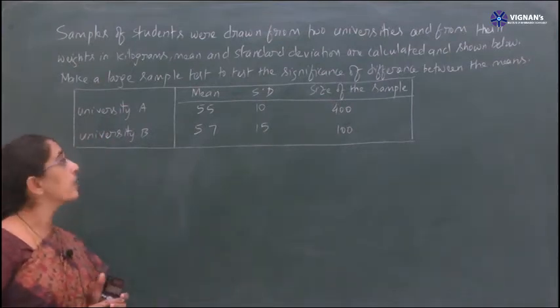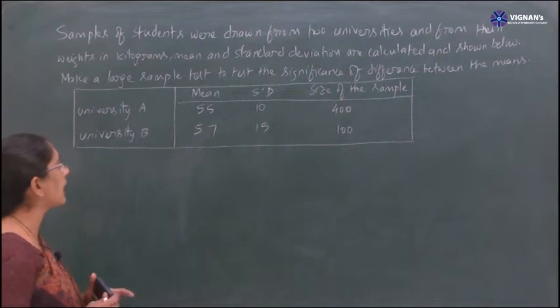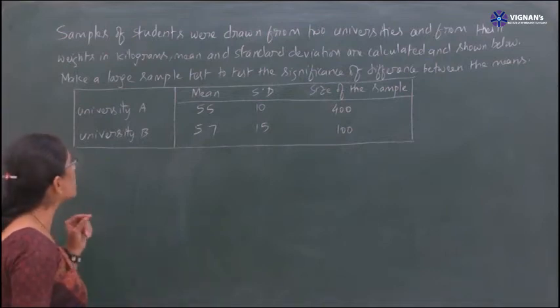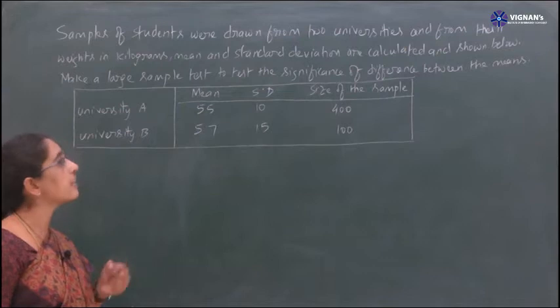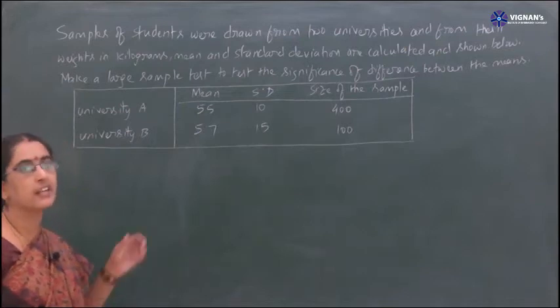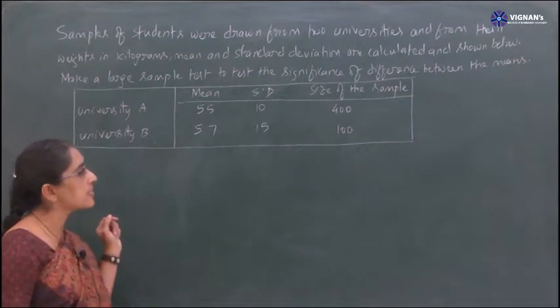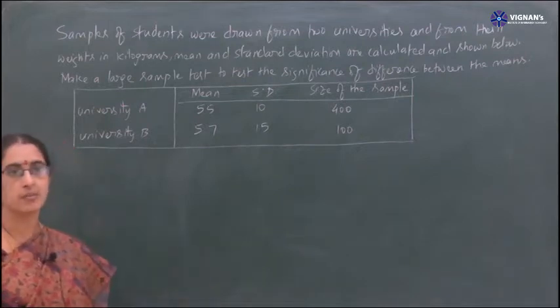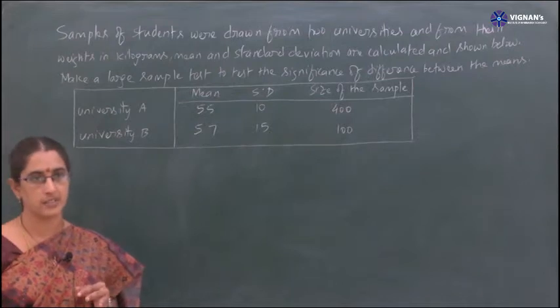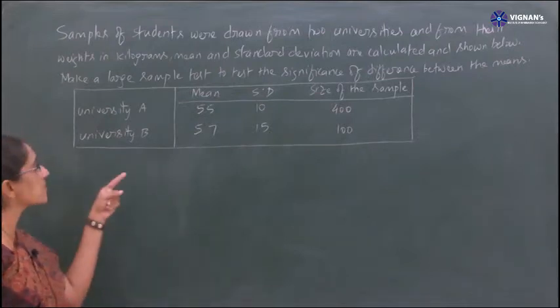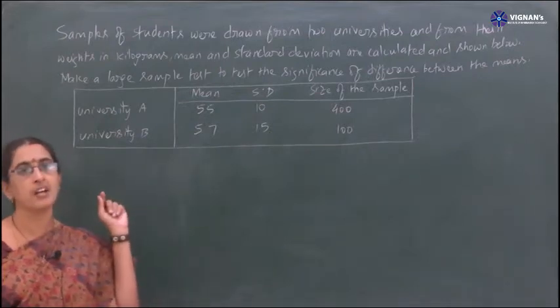Samples of students were drawn from two universities A and B, and from their weights in kilograms, their mean and standard deviation are calculated and shown in a tabular form. So make a large sample test to test the significance of difference between the means. So the question is very direct here, right? We have to test the significance of difference between the means.